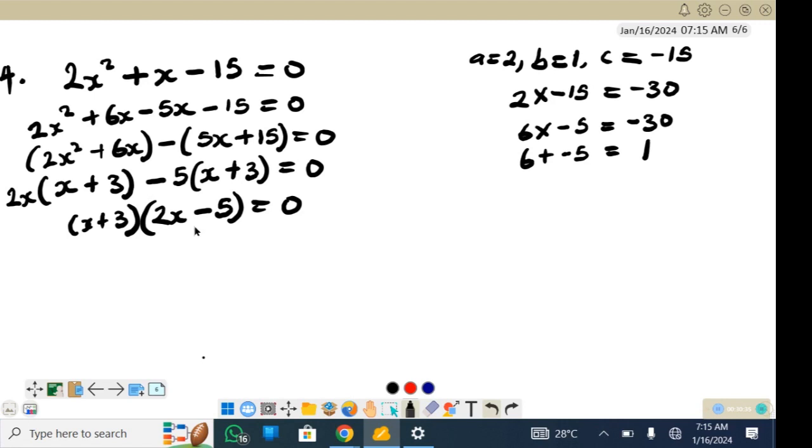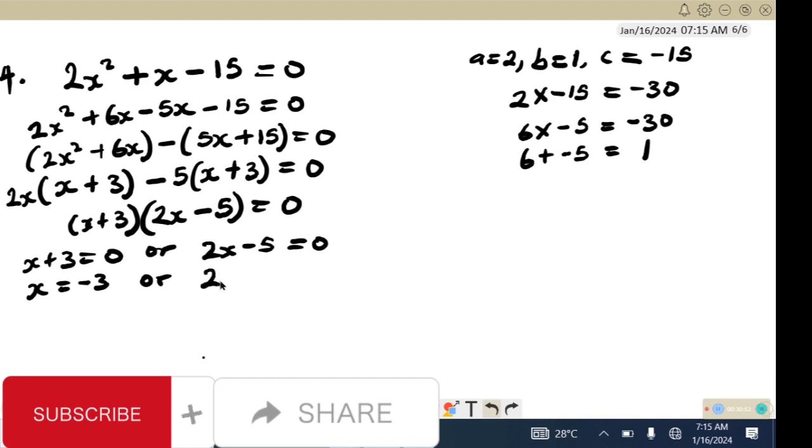So we have factorized. The next thing now is to solve. So for us to solve, you say that s plus 3 equal to 0, or 2s minus 5 equal to 0. So that will give us that s equals to minus 3, or 2s equals to 5. So with what we have now, we can now solve for s. That will give us minus 3, or when you divide both sides by 2, you have s equals to 5 over 2. So these have given us our answer.